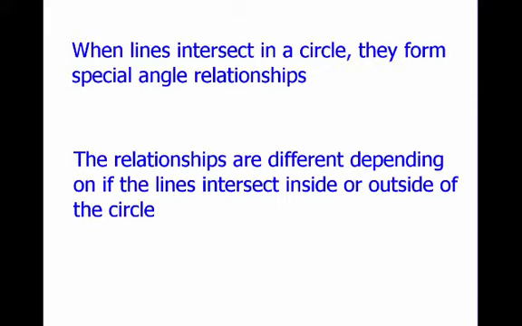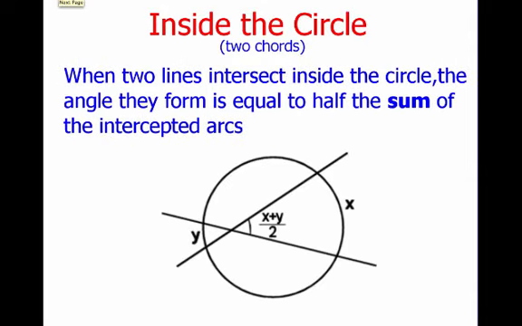For this video, we're going to be discussing angle relationships in circles. Whenever we have lines that intersect in a circle, they form special angle relationships. The angle relationships are going to be different depending on if the lines intersect in the circle or outside of the circle. So, let's take a look at something with this.